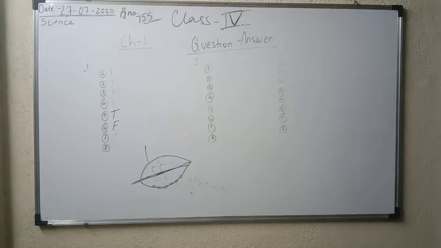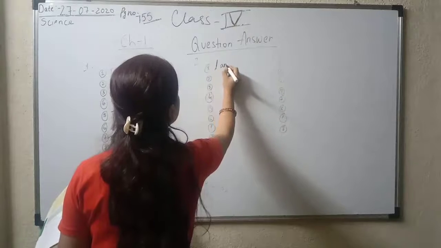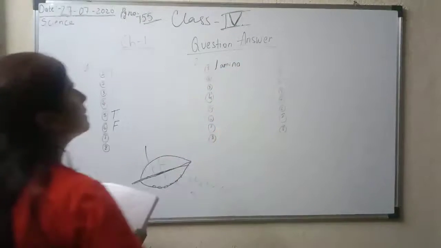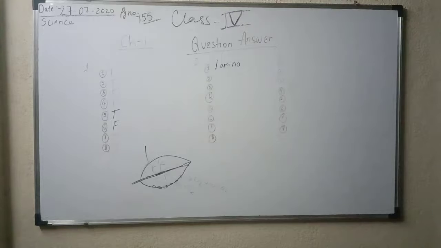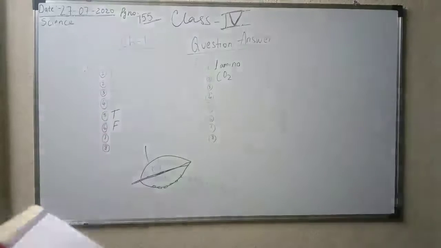Now move to question number 2: strike off the wrong answer. The first one: the broad part of the leaf is called midrib or lamina. What will be the correct answer? The broad part of the leaf is called lamina. So you can tick lamina. Second: carbon dioxide or water enters a leaf through stomata. Not water; carbon dioxide enters through stomata. So what you will write is CO2, carbon dioxide.